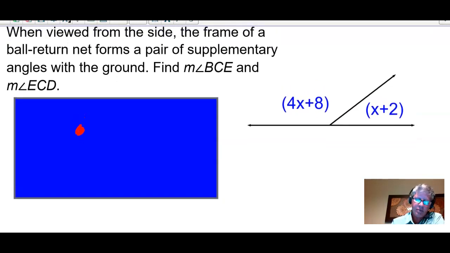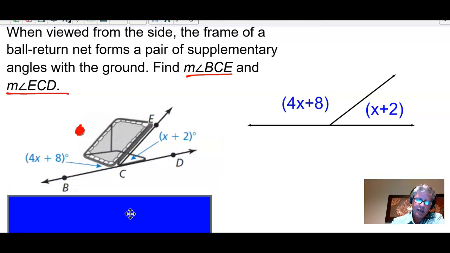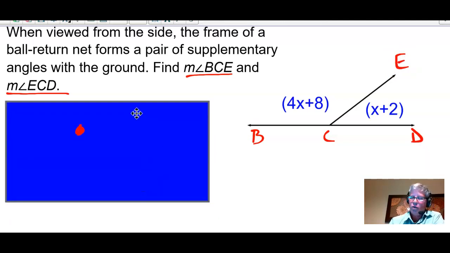I will pull your attention to the fact that they want the measure of BCD and DCE. Sorry, which one's which? BCD. So BCDE. My bad. So what that means is you need to do a little bit more than just solve for x.